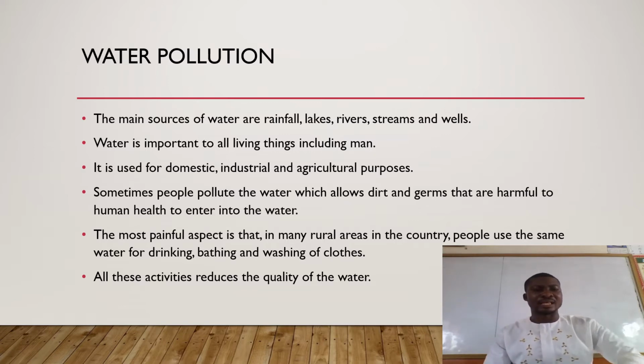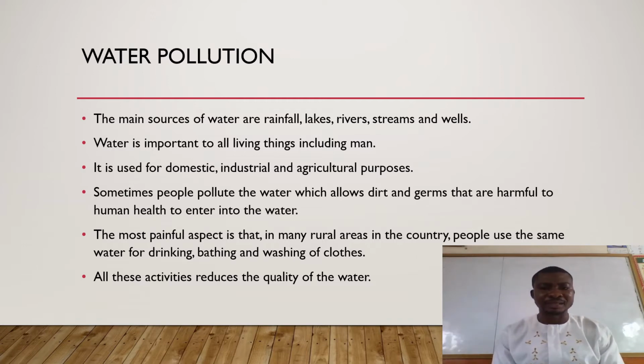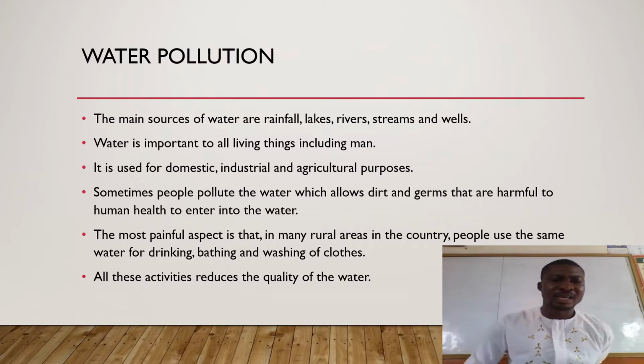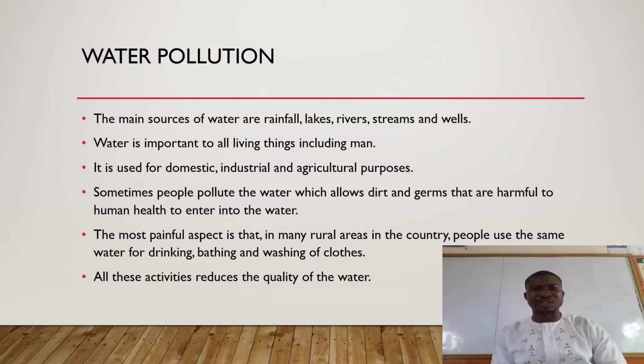Let's come to the next line. Sometimes people pollute the water by allowing dirt and germs that are harmful to human health to enter into the water bodies. Therefore, we must prevent unwanted substances from entering into our various water bodies, because it becomes harmful to human health. We should prevent unwanted substances or end products from entering our water bodies.